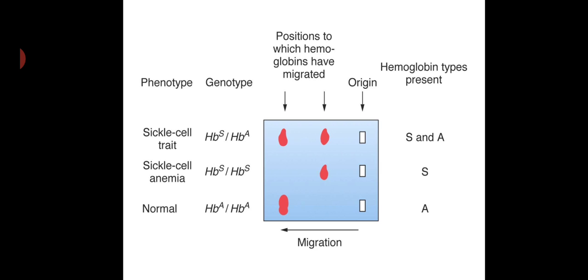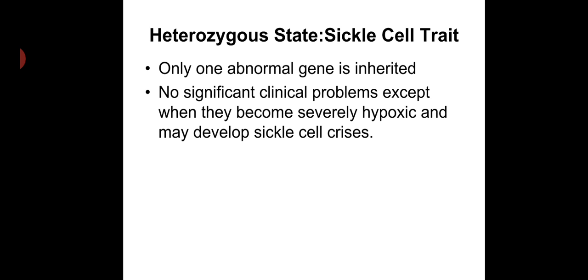Here you can see the last is a normal phenotype where there is adult hemoglobin, hemoglobin A type. You can see the band of that. Then in the middle there is a sickle cell anemia phenotype. You can see the band in the region of sickle hemoglobin, and the uppermost is a sickle cell trait or heterozygous form. Here you can see the band in the region of adult hemoglobin as well as in the region of sickle hemoglobin. So that is all about homozygous state of sickle cell disease.